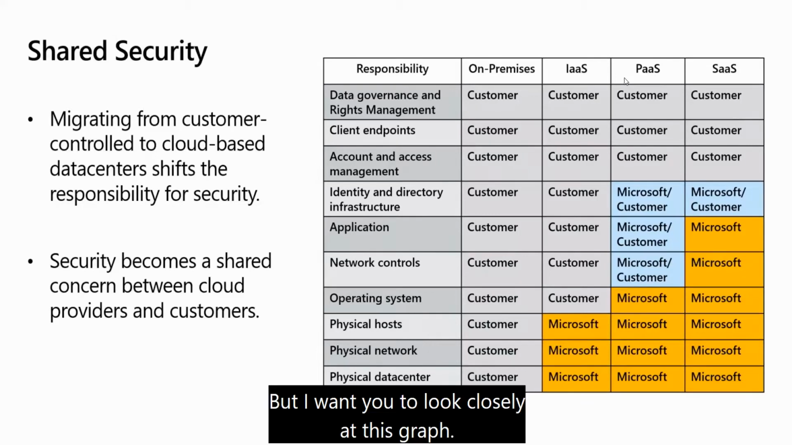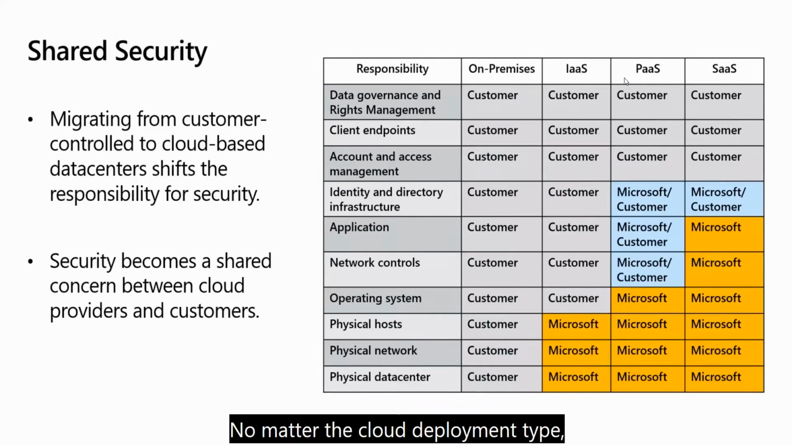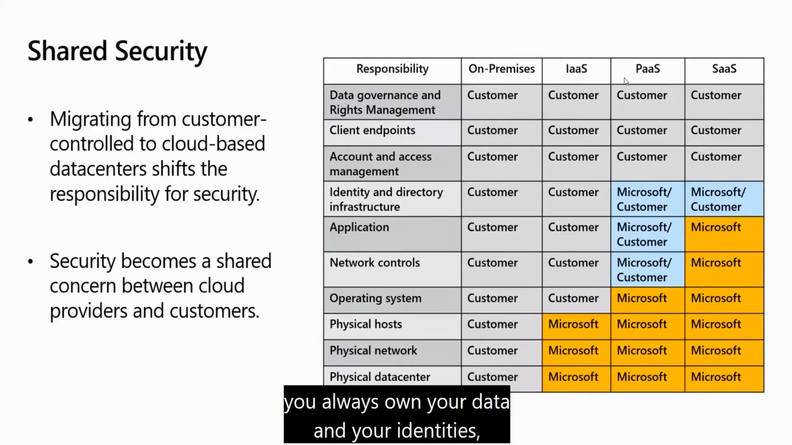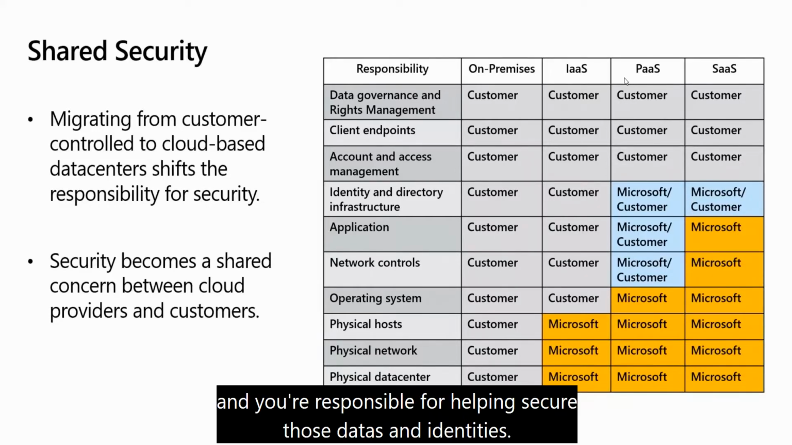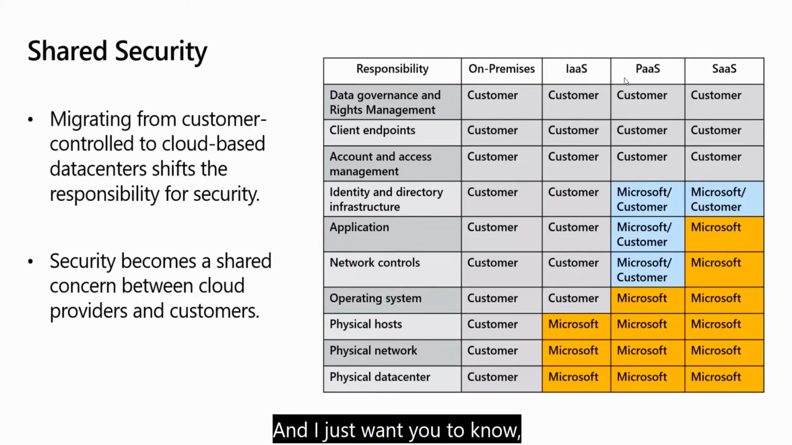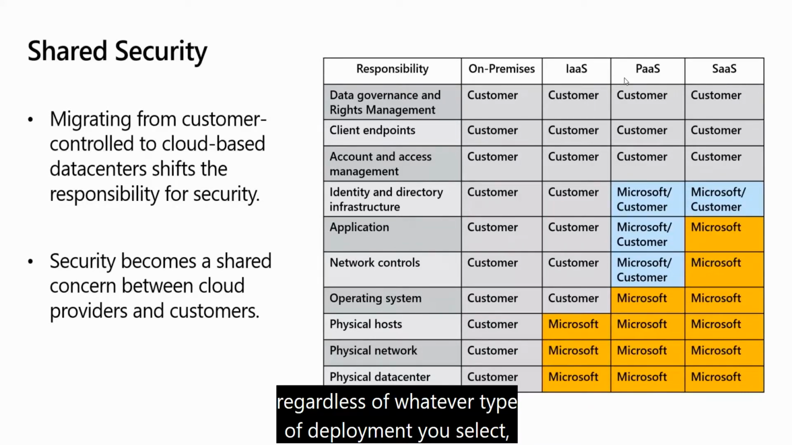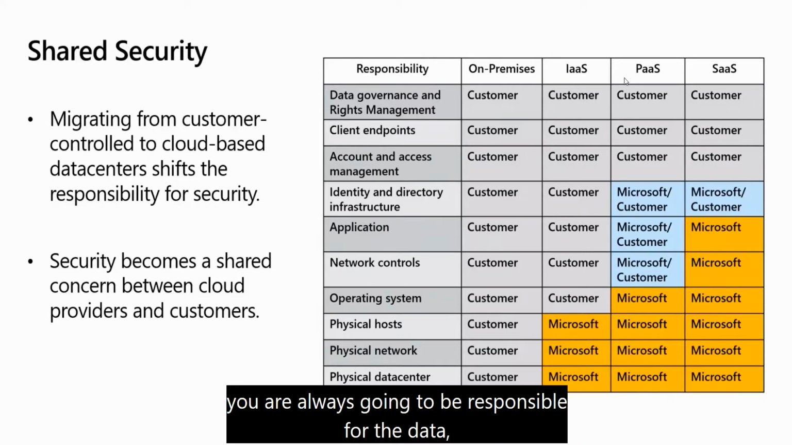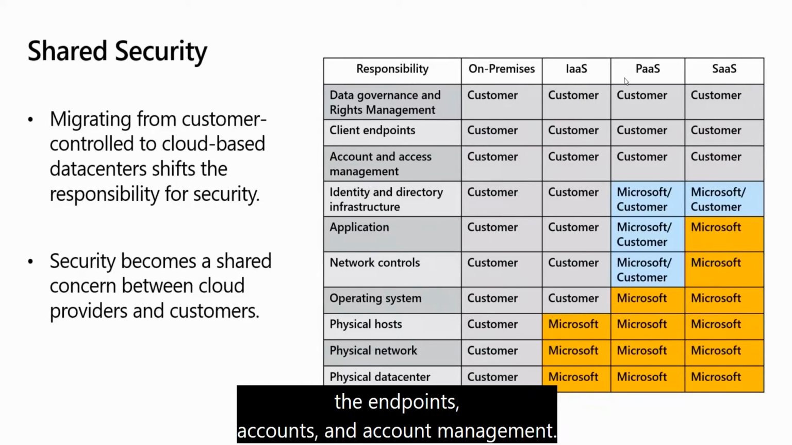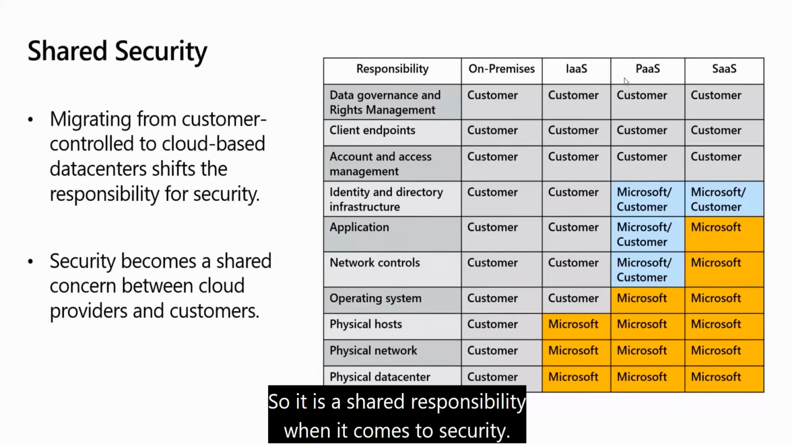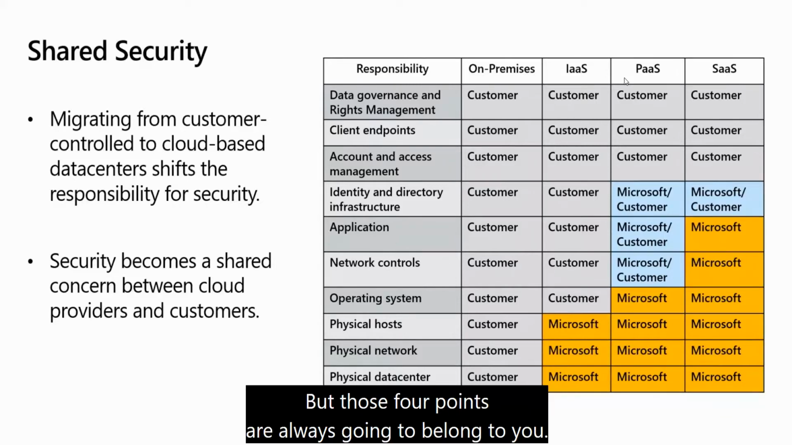But I want you to look closely at this graph. No matter the cloud deployment type, you always own your data and your identities, and you're responsible for helping secure those data and identities. And I just want you to know, regardless of whatever type of deployment you select, you are always going to be responsible for the data, the endpoints, accounts, and account management. So it is a shared responsibility when it comes to security, but those 4 points are always going to belong to you.